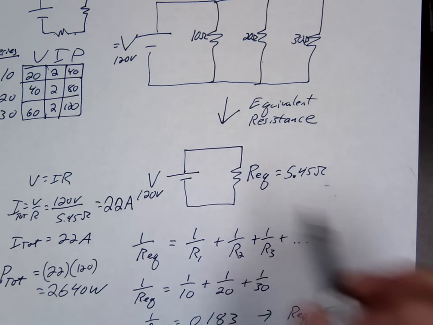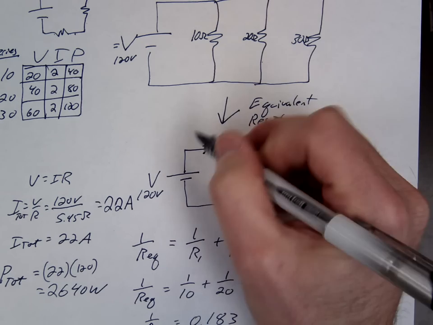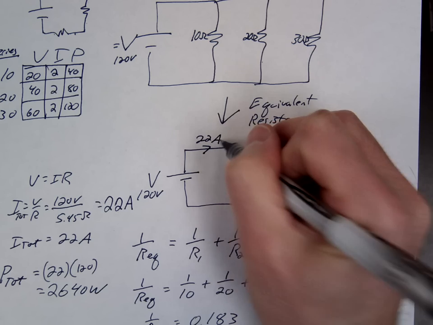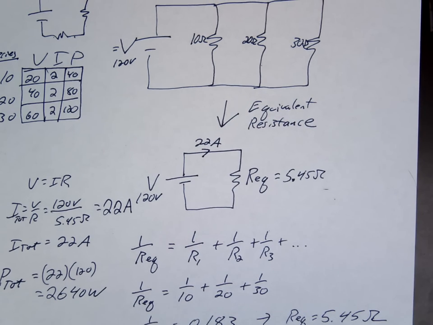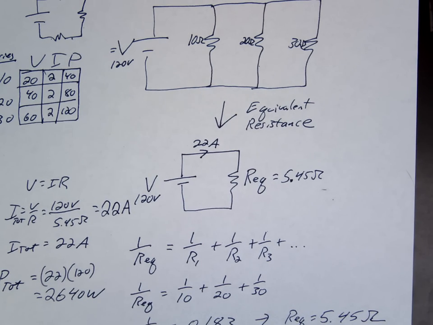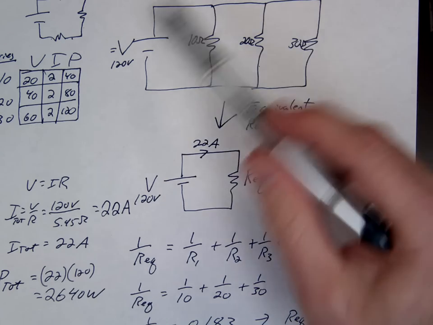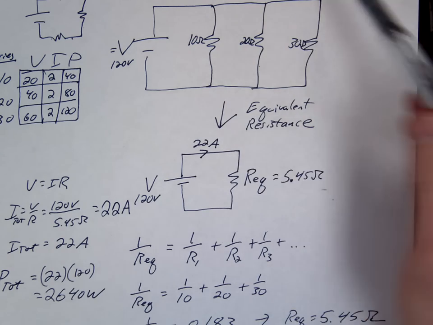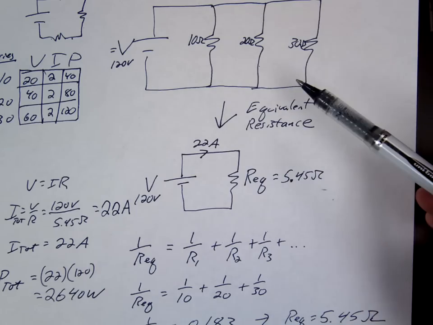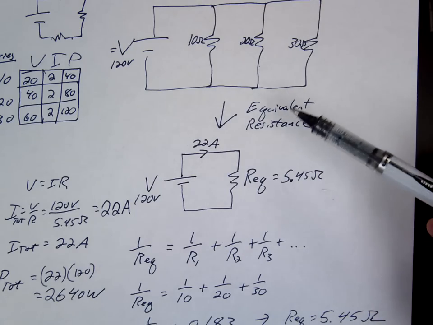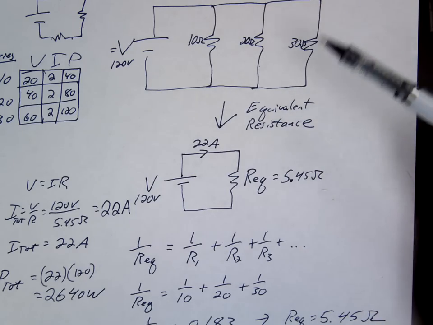Alright, so right here, if I were to draw on my current, the 22 amps would belong right there. And then what we're going to do is figure out where 22 amps belongs on our original circuit. Because remember, this is where we're trying to get to, the original circuit. So what do you guys think? Where does 22 amps belong on our original circuit?